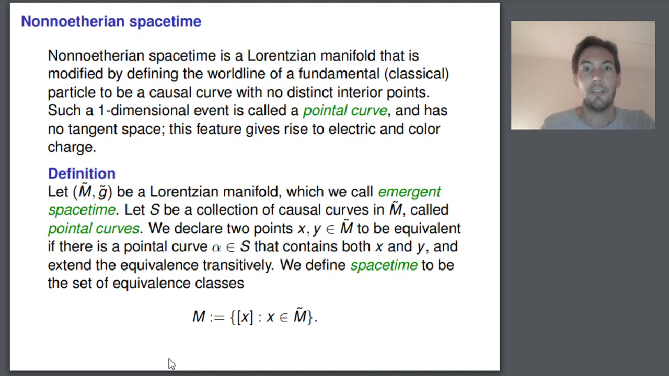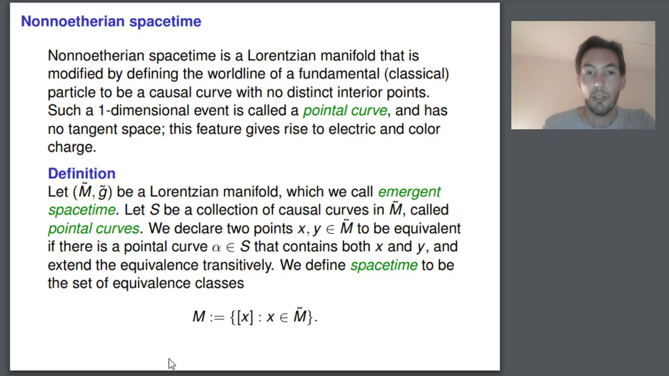Nonnoetherian spacetime is a Lorentzian manifold that is modified by defining the world line of a fundamental classical particle to be a causal curve with no distinct interior points. Such a one-dimensional event is called a pointal curve and has no tangent space. This feature gives rise to electric and color charge.